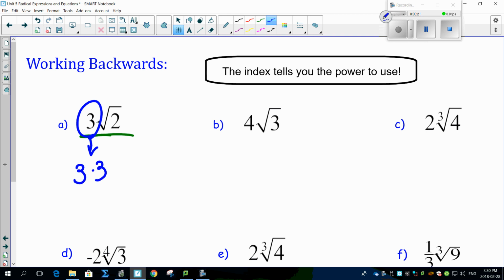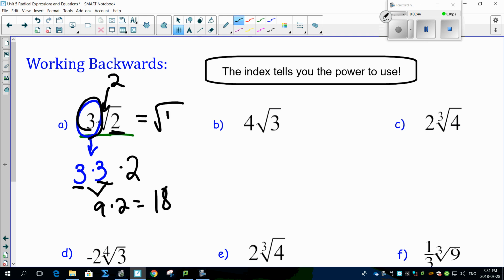Now, how do I know it was a pair? Look at the index. The index is square root. That's the index. It's a square root. So you know that this guy was actually a pair. And remember, this was what was left behind. So check this out. 3 times 3 is 9. 9 times 2 is 18. So this is actually the same as the square root of 18.